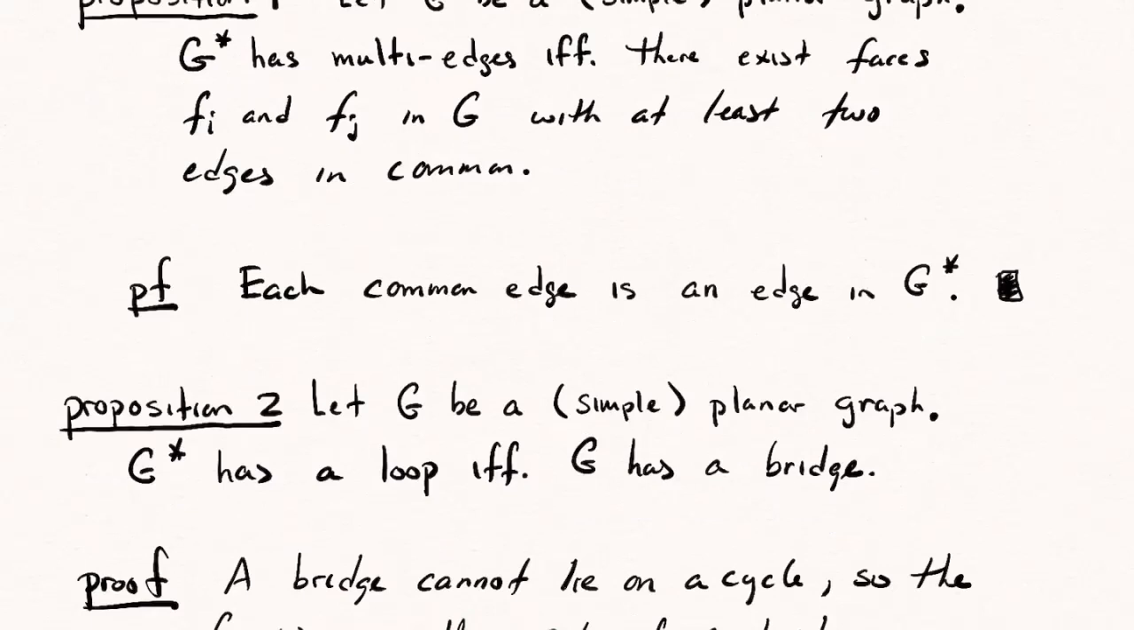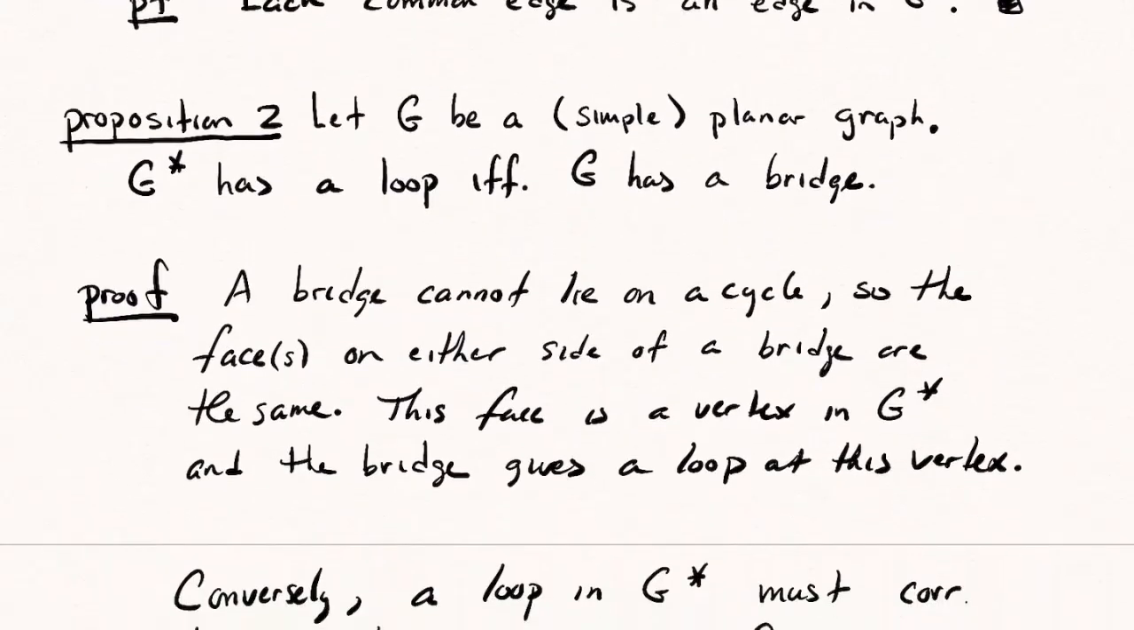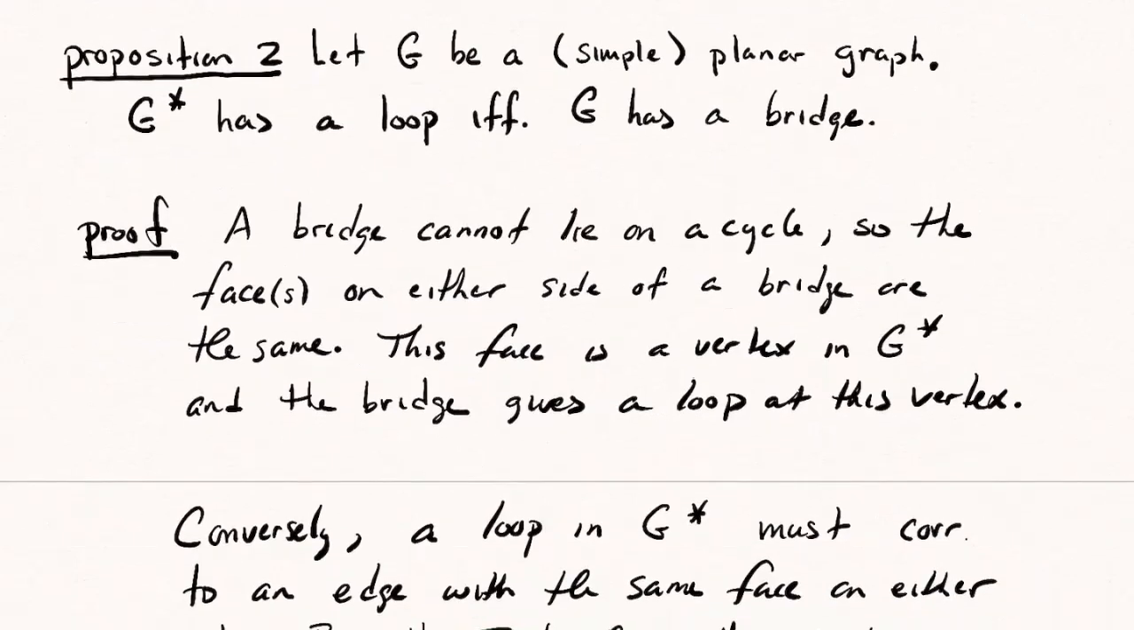Proposition 2 is really just a rephrasing of it, that a simple planar graph has a loop in its dual if and only if G has a bridge. Remember, a bridge is an edge that you take out of the graph and it disconnects the graph. And maybe more importantly, an edge in a graph is a bridge if and only if it lies on no cycle.